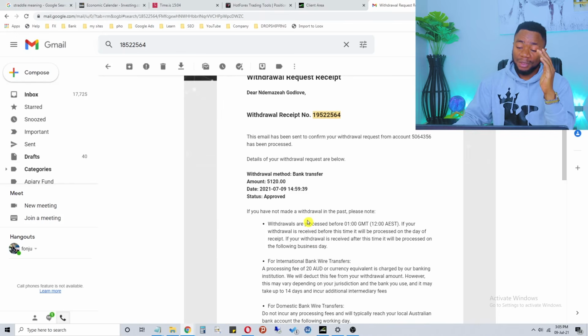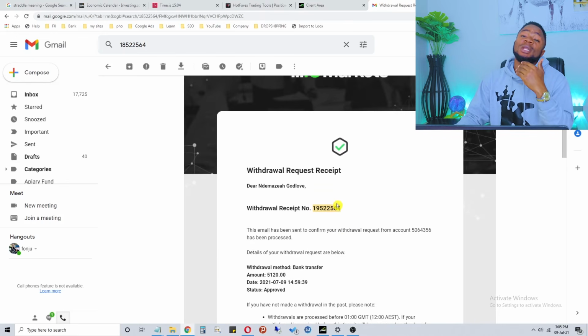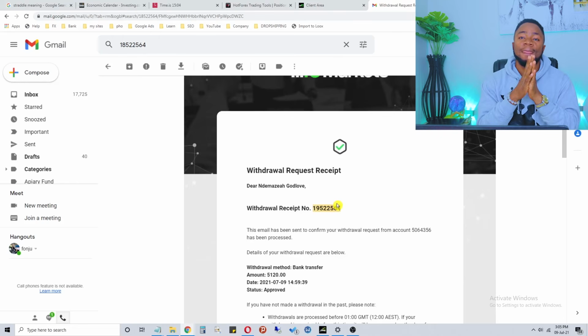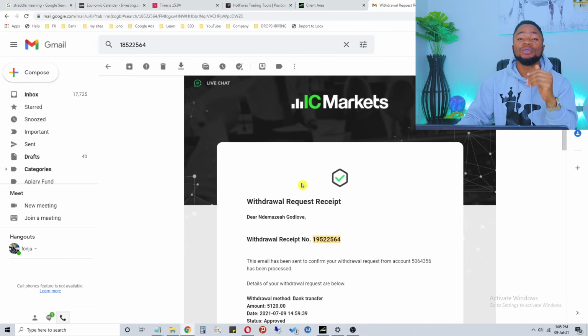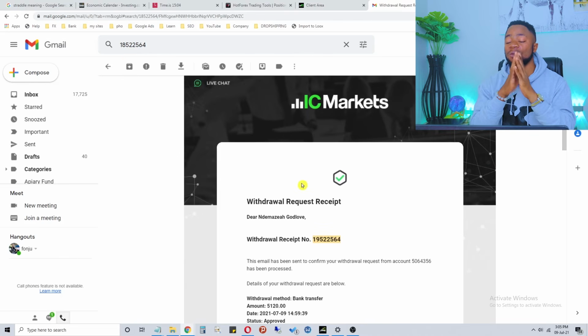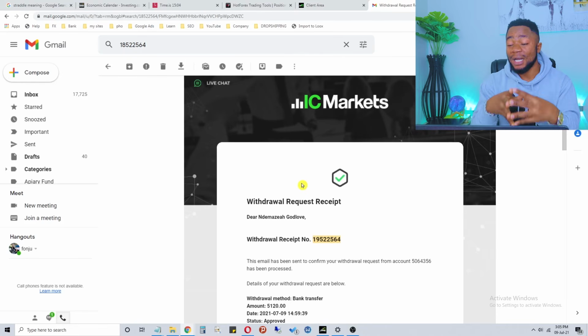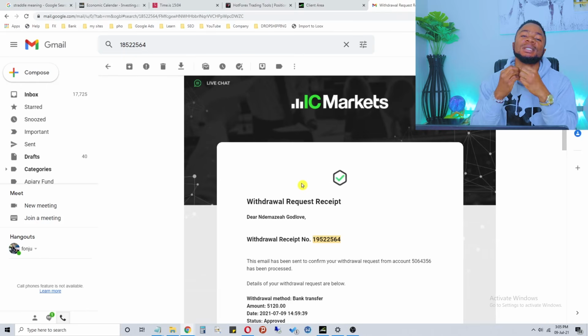So you guys have already been able to see that I don't only tell you guys how it's being done or to prove to you guys whether this method is still working or not. The straddle method of trading news is still working. The straddle method is still working, and you've been able to see how I'm able to make 5,120 on a live account and withdraw it using the same strategy.